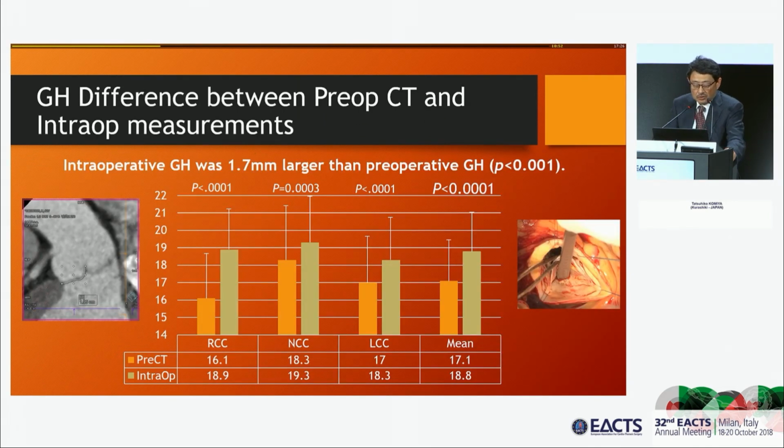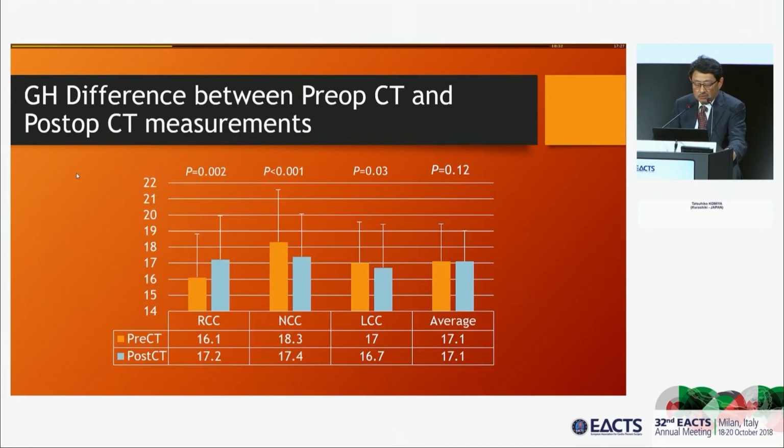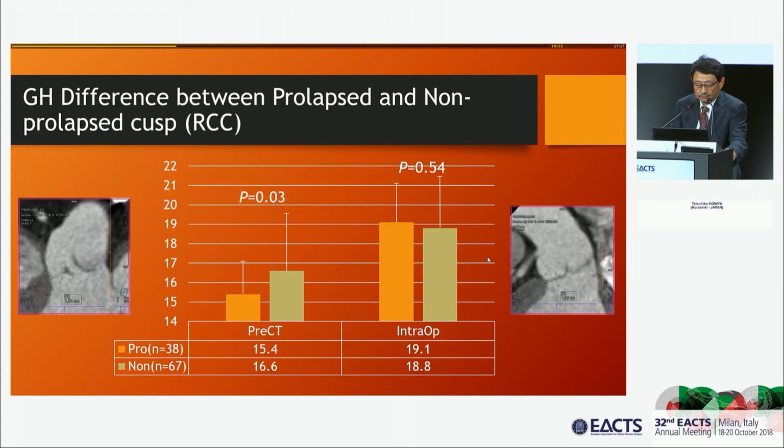Geometric height was slightly larger in intraoperative measurement. There is a 1.7 millimeter difference between preoperative geometric height and intraoperative geometric height. But the preoperative CT and the postoperative CT, the average geometric height is almost identical. In prolapsed cusp, the preoperative CT measurement was smaller than non-prolapsed cusp, but intraoperatively the geometric height was almost the same.